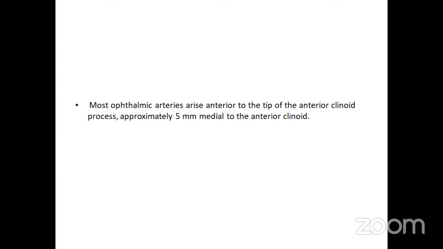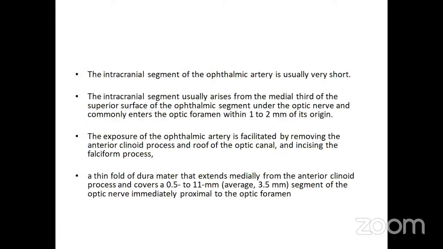Most ophthalmic arteries arise anterior to the tip of the anterior clinoid process, approximately 5 mm medial to the anterior clinoid process. The intracranial segment of the ophthalmic artery is usually very short. It arises from the medial third of the superior surface of the internal carotid artery, and commonly enters the optic foramen within 1 to 2 mm of its origin.